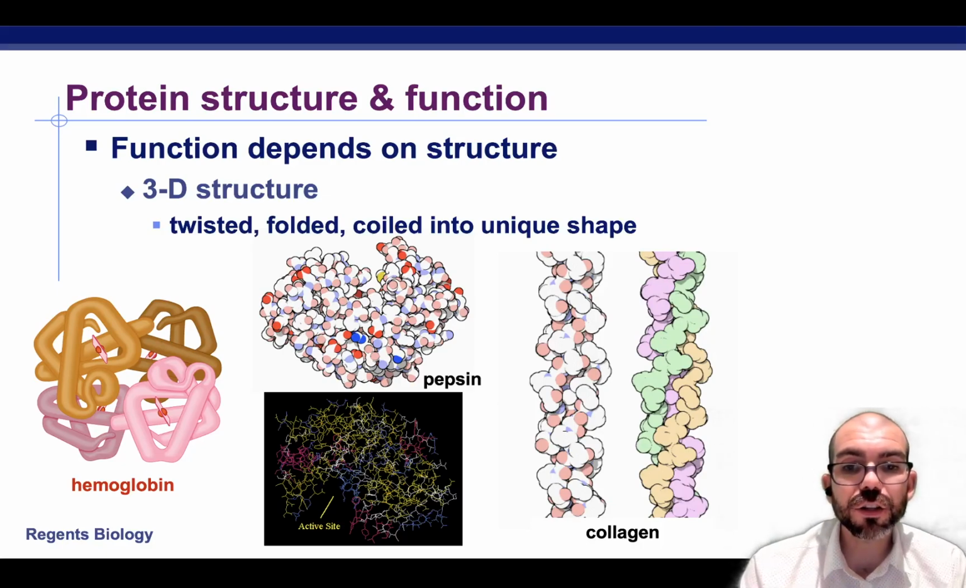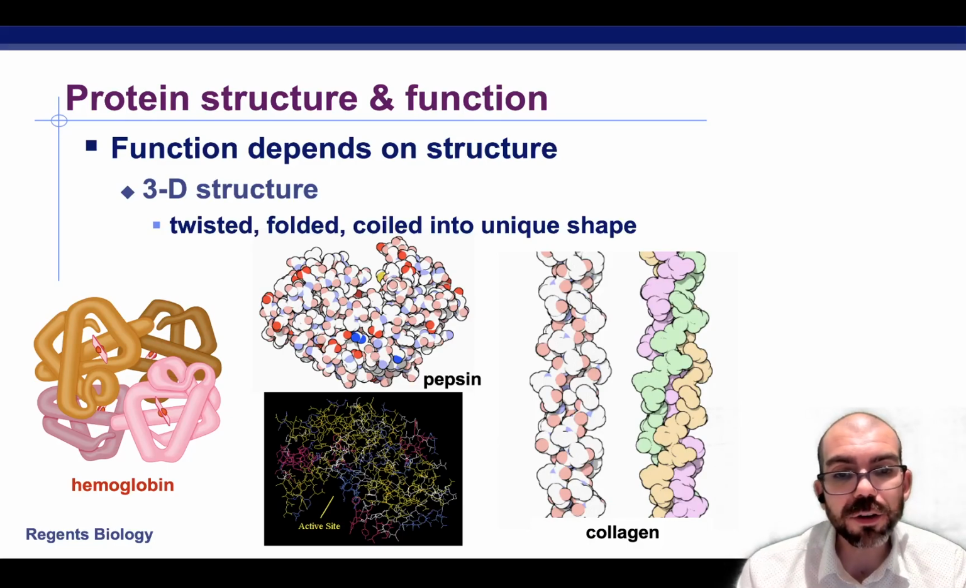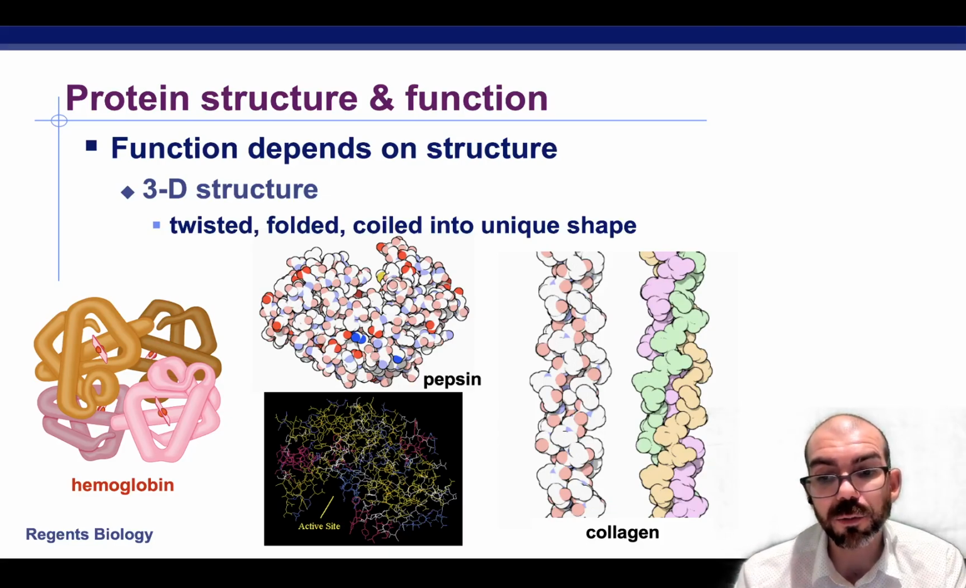Now, in biology, the structure determines the function. And with proteins, this is most especially true. Proteins have unique three-dimensional shapes that are going to determine what they do. For example, on the left, you can see hemoglobin. This is a protein found in red blood cells.